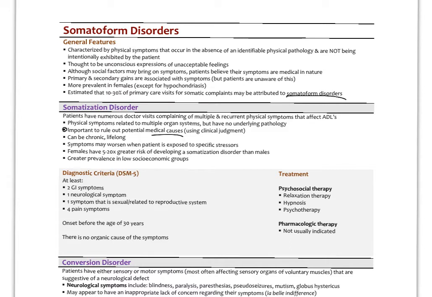This can be chronic and lifelong, and the symptoms often worsen when there's exposure to specific stressors. Females have a 5 to 20 times greater risk of developing somatization disorders than males, and there's a greater prevalence in lower socioeconomic groups. There's often a higher incidence of somatization disorder in different ethnic populations.